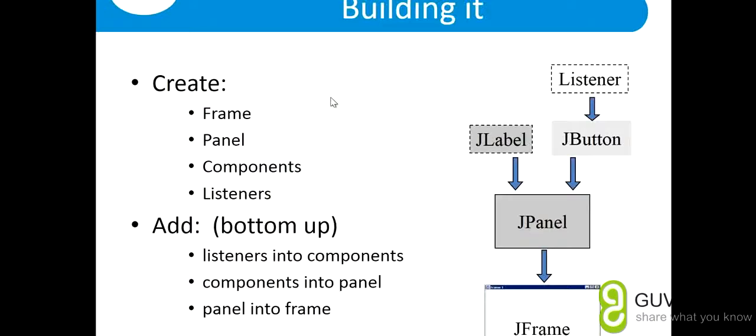If you look at the right hand side, you can see the flow. The listeners will be added to the components, like the JButton, which will then be added to the JPanel, which will then be added to the JFrame. So it is a top to bottom sequence for building up. This is how the typical building will be.